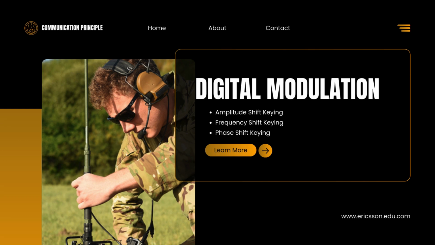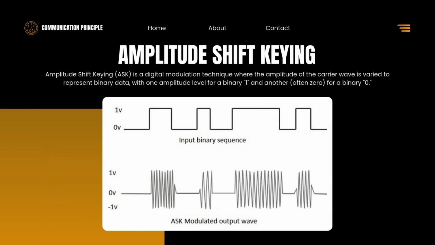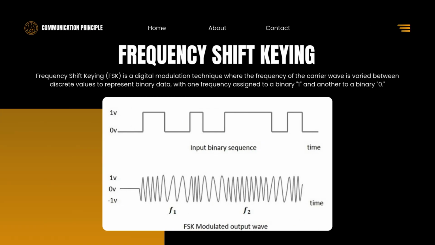Next will be digital modulation. In digital modulation, the carrier wave's properties are varied to represent binary data. One of the techniques is amplitude shift keying, which is the change in amplitude to represent 1 or 0, as shown in the diagram. In frequency shift keying, we have one frequency assigned to binary 1 and another assigned to binary 0. The frequencies are shifted to denote binary states.